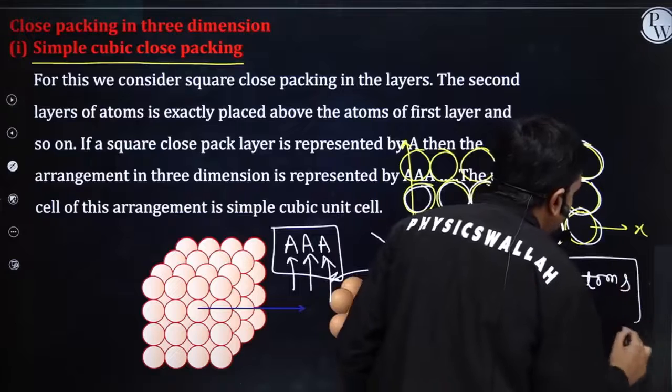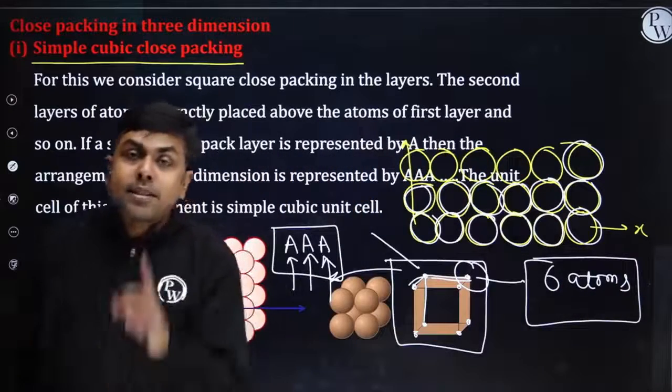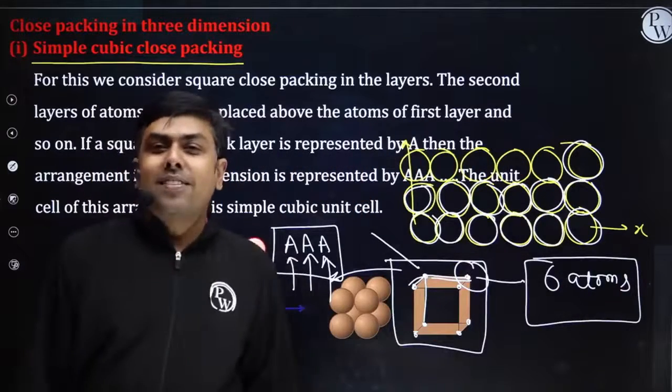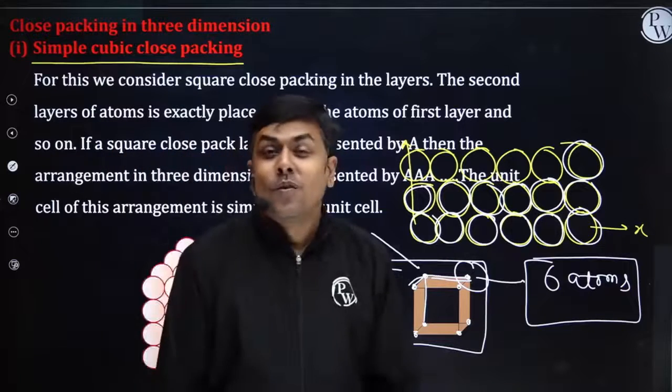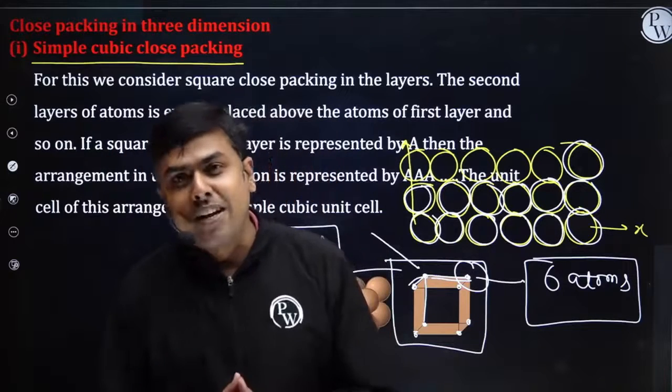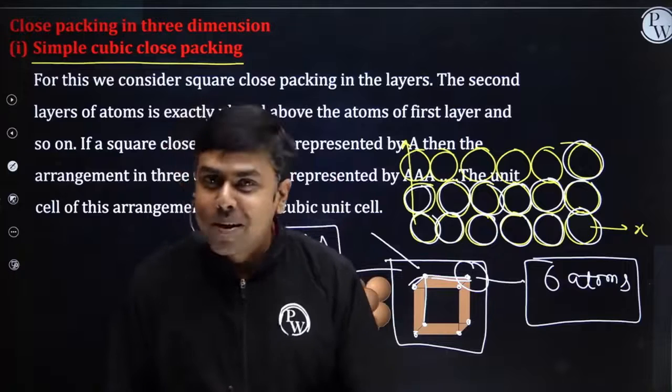One of the atoms will be surrounded by 6 atoms at a distance of A. So what's the coordination number here? What is the coordination number in simple cubical unit cell? It's 6. Am I clear?